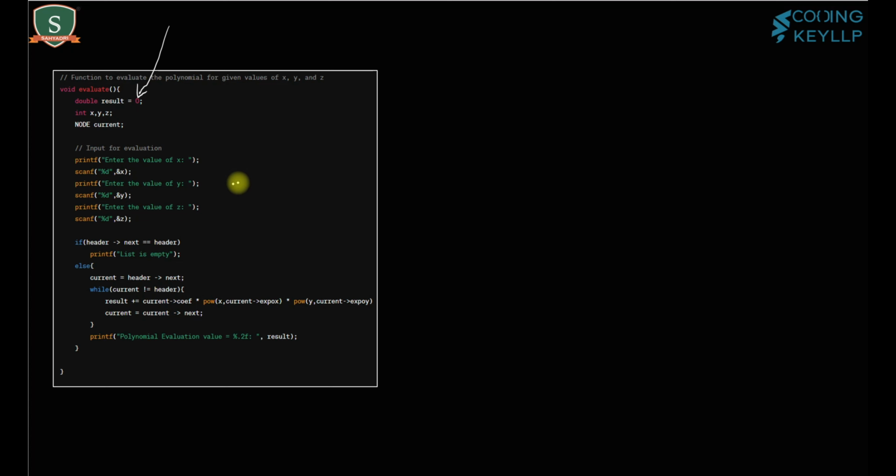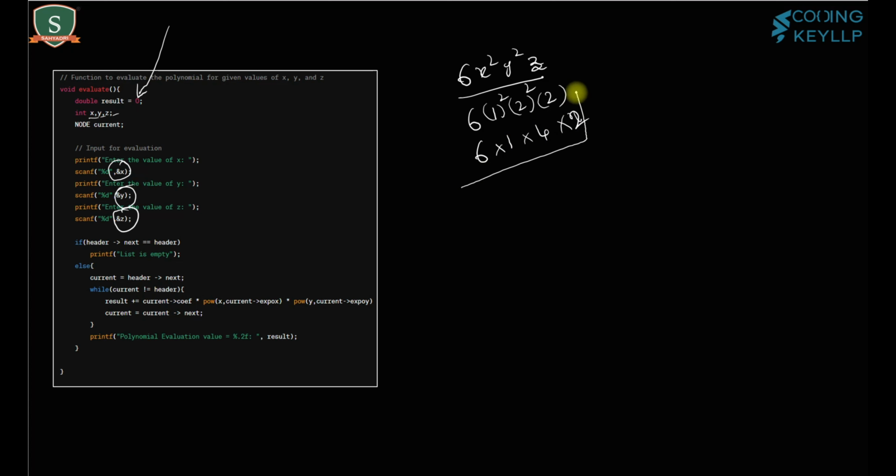The moment you call the evaluate method, x, y, z are the 3 values that we are taking. For example, if 6x square y square z is the term, and you take x value as 1, y value as 2, z value as 2, that would be represented like this: 6 multiplied by 1 multiplied by 4 multiplied by 2. Whatever answer you get is the final answer during the evaluation.